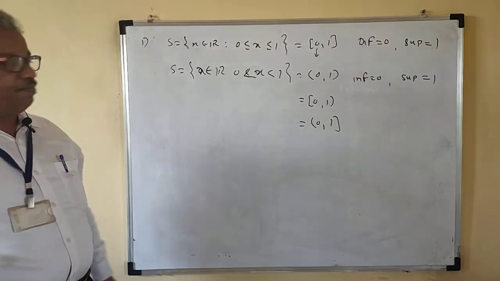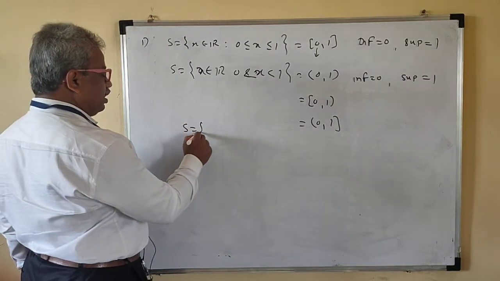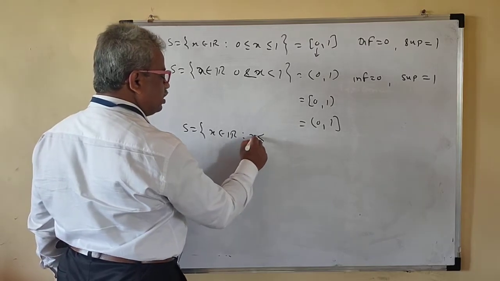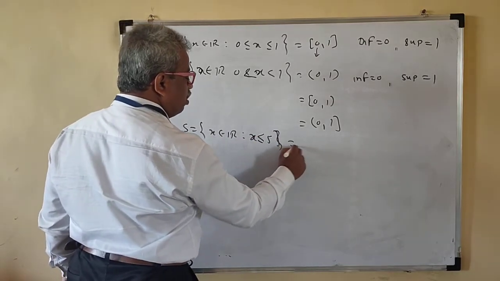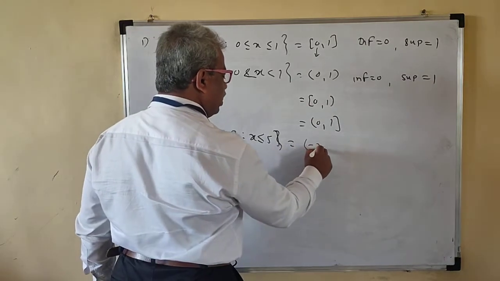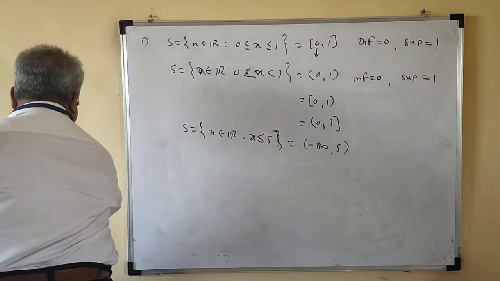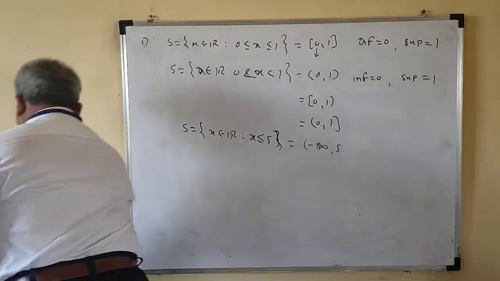So even though your set is like this, all answers are the same. But suppose your S is x belongs to R such that x is less than or equal to 5. That means your set is (minus infinity, 5], closed at 5, no problem.